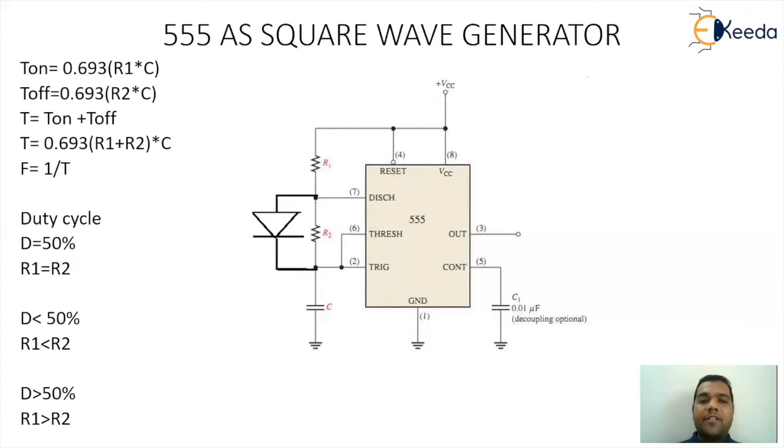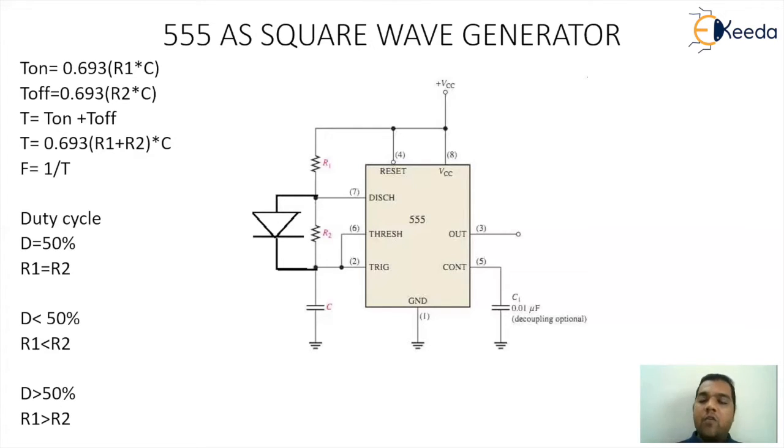Now when I measure the on time of the pulse, it will be 0.693 R1 into C, and the off time of the pulse will be 0.693 R2 into C, because the charging of the capacitor to 2 by 3 VCC was happening through R1, and the discharging of the capacitor till 1 by 3 VCC was happening only through R2. So now the on time and the off time are functions of R1 and R2. The total time of the output pulse will be T on plus T off, which gives 0.693 (R1 plus R2) into C, and the frequency will be 1 by T.